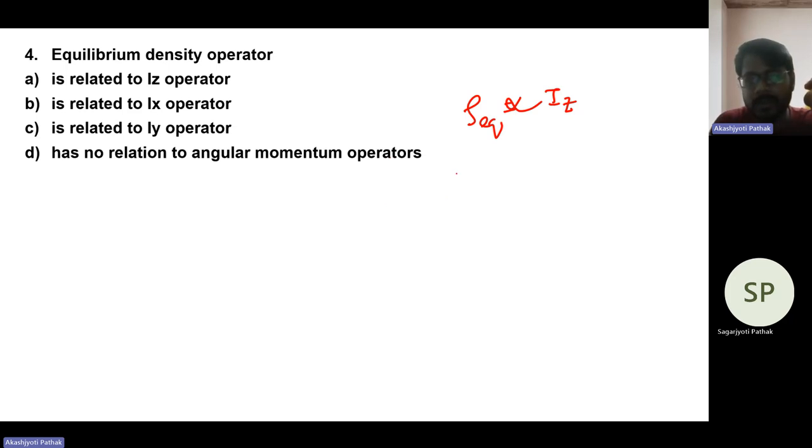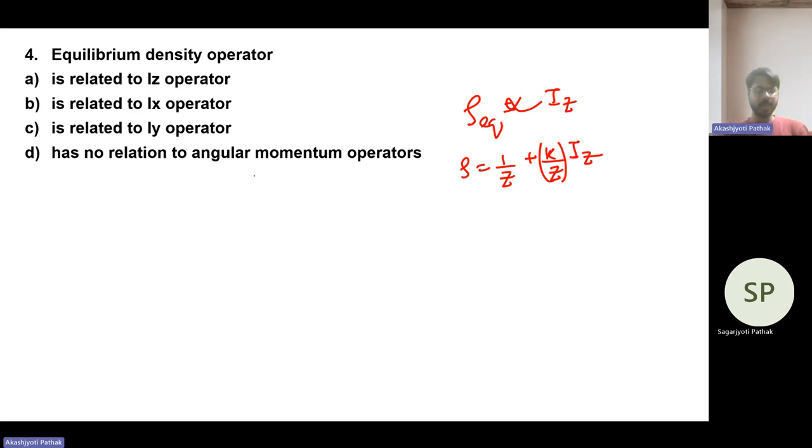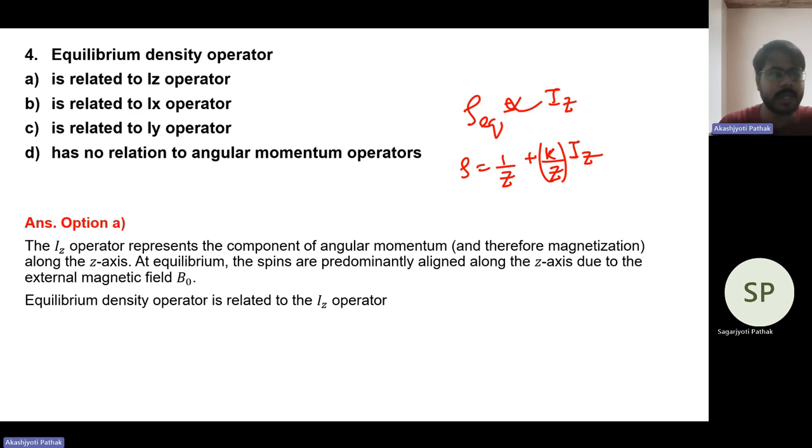And we also derived the expression for rho equilibrium. It becomes equal to 1 by Z plus K by Z into Iz. So that is why the equilibrium density operator is related to the Iz operator. I hope these concepts are clear till now. So the correct answer is option A.